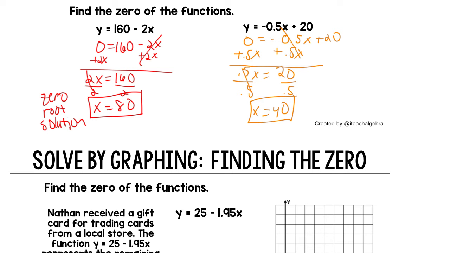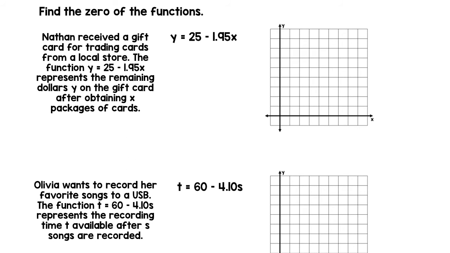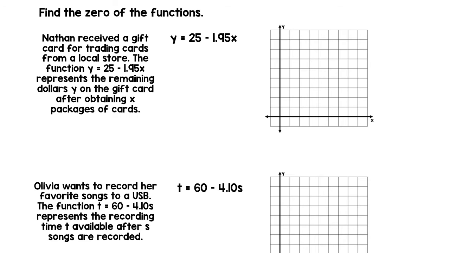All right, let's flip your paper over and do some word problems. Find the zero of the function. Nathan received a gift card for trading cards from a local store. The function y equals 25 minus 1.95x represents the remaining dollars y on the gift card after obtaining x packages of cards. So same idea, we make y 0.